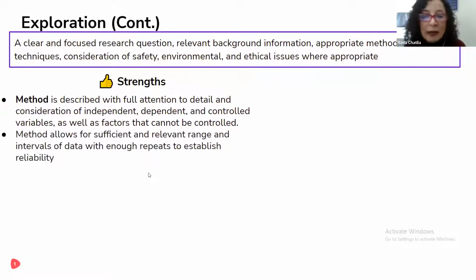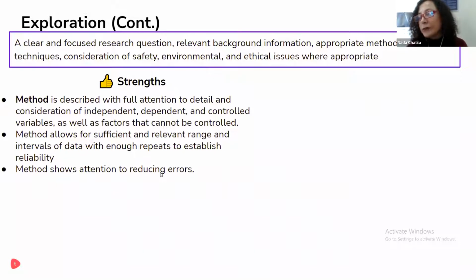A strong method will allow for sufficient and relevant range and intervals of data with enough repeats to establish reliability. And this should be mentioned, referred to, in the method. This includes the choice of the smallest value in the range, the size of the range, the equipment as well, how they account for reducing errors, whether calibration of some equipment, the choice of the precision for other equipment, and how the repetitions are included as well.